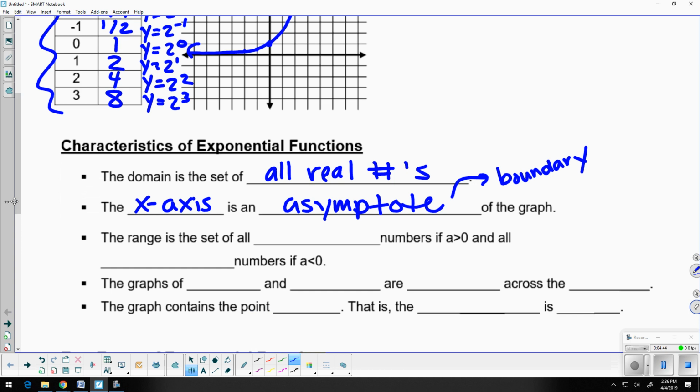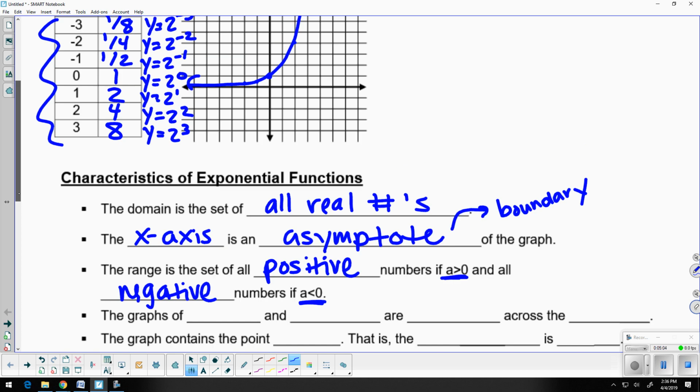Okay, the range now, so we talked about the domain already. The range is going to be the set of all positive values. It's going to be all positive numbers as long as a is positive. And it's going to be all the negative numbers. It's going to be a bunch of negative values if a is a negative number. So it all depends on what your a value is.